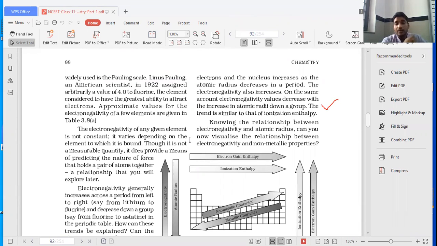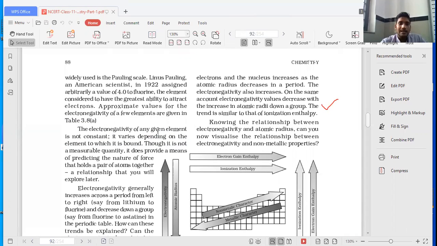Approximate values of the electronegativity of a few elements are given in the table or in your periodic table. If you don't have one, my suggestion is just invest 10 to 15 rupees, purchase a periodic table from the market and fix it on your study table or near your study room, or on a wall. So with time you will get familiar with all the elements.